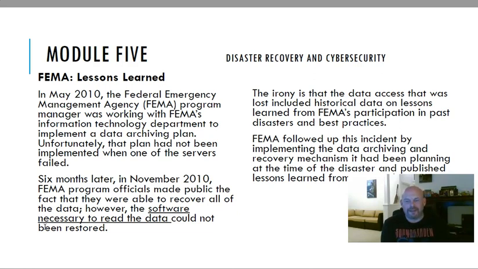So they followed up with that incident by implementing a data archiving and recovery mechanism. It had been planning that at the time of the disaster and published lessons learned from its own disaster.